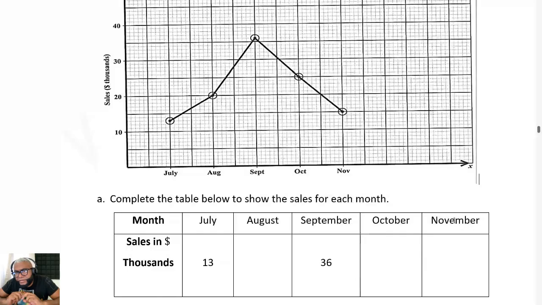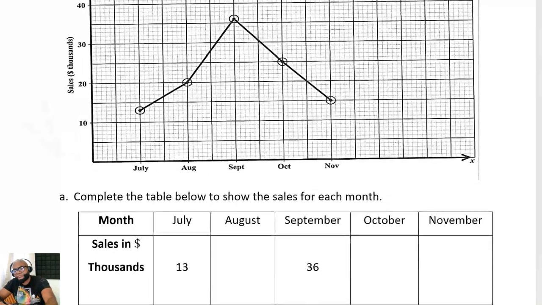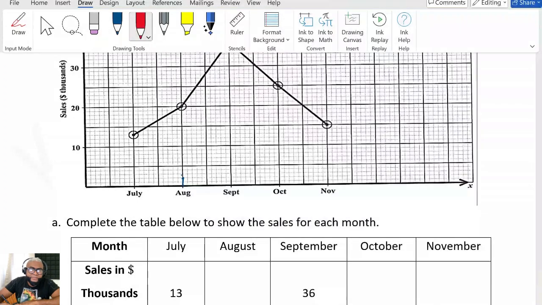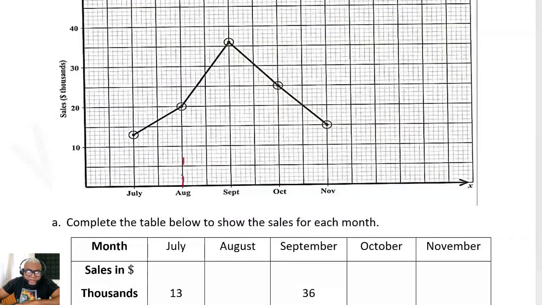They said complete the table below to show sales for each month. So we're looking at August, Shayan. What was the sales for August? Let me read the graph, Shayan. We are going up. Let me put it in red. Watch, this is August. So you're going up to this point here. I put the point in red.